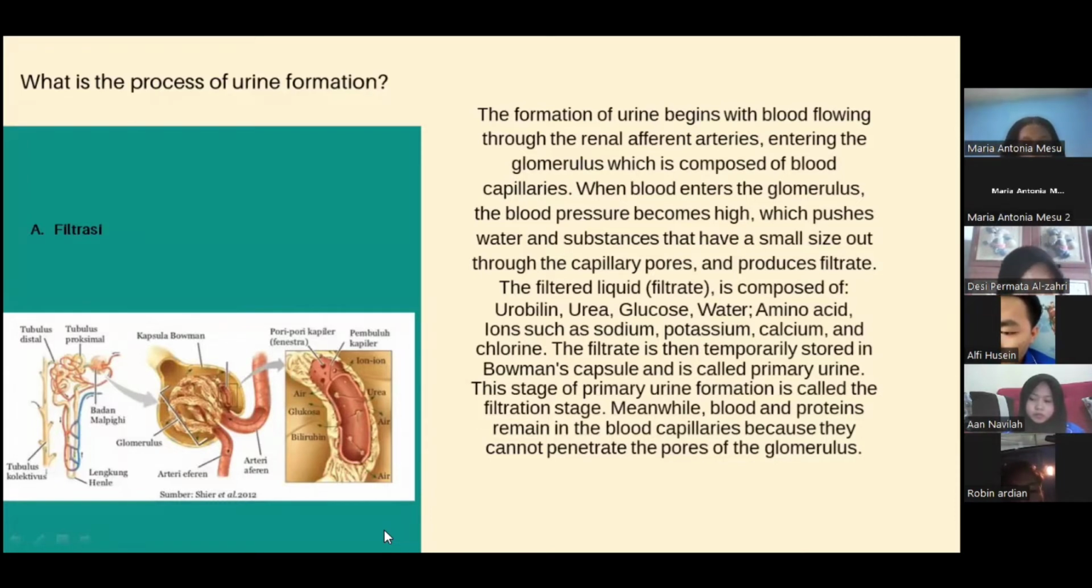The filtrate is then temporarily stored in the Bowman's capsule and is called primary urine. This stage of primary urine formation is called the filtration stage. Meanwhile, blood and proteins remain in the blood capillaries because they cannot penetrate the pores of the glomerulus.